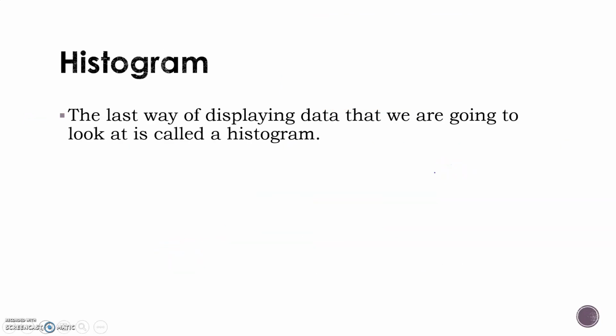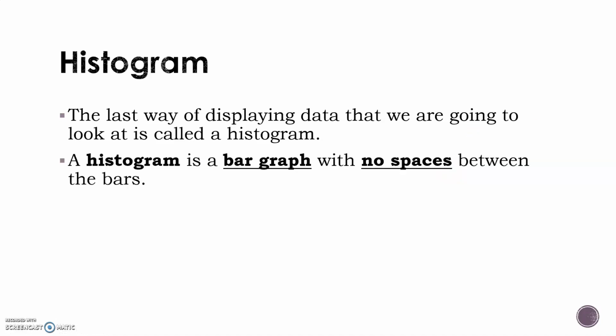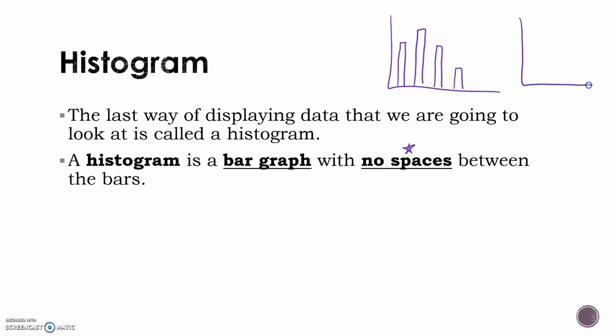All right, and the last way of displaying data that we're going to look at is called a histogram. And a histogram is a bar graph with no spaces between the bars. This is very important. So some bar chart looks like this, where it measures things, but they put space between the bars. In a histogram, once we have the first bar, they're going to be right next to each other, and there's going to be no space.